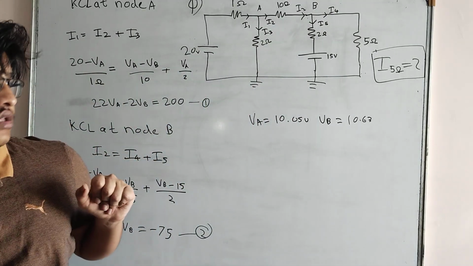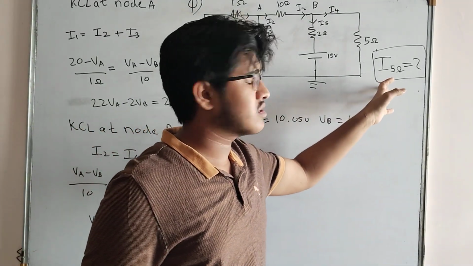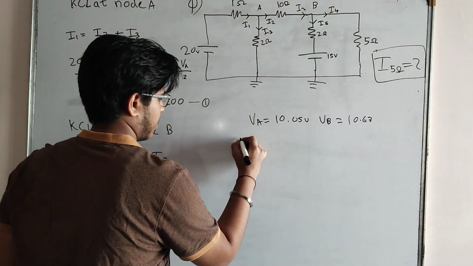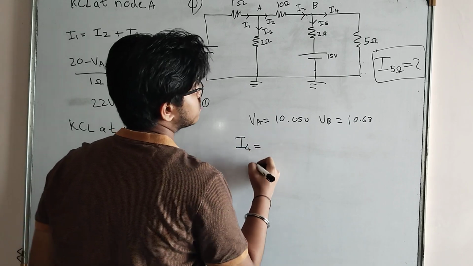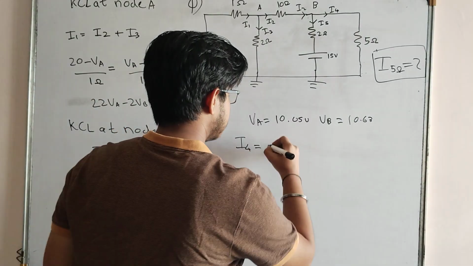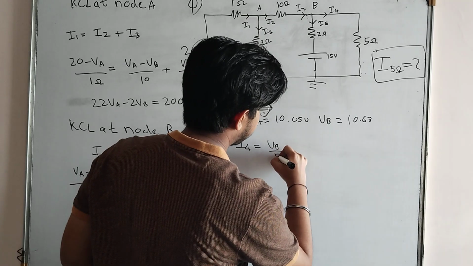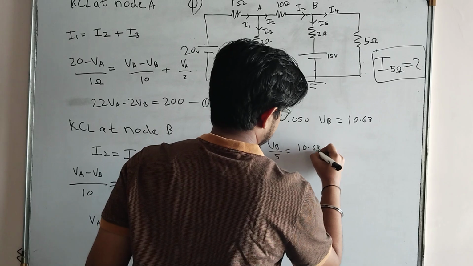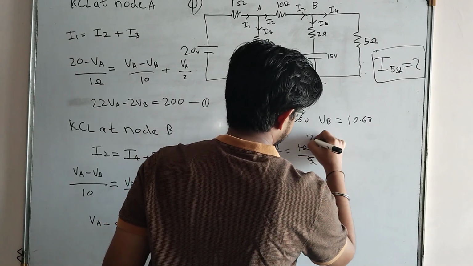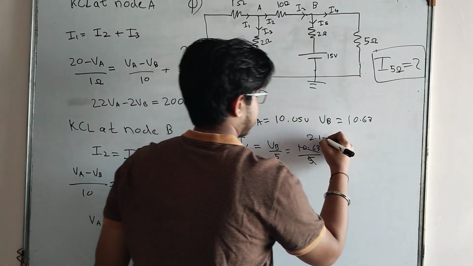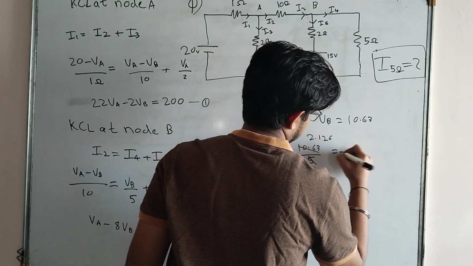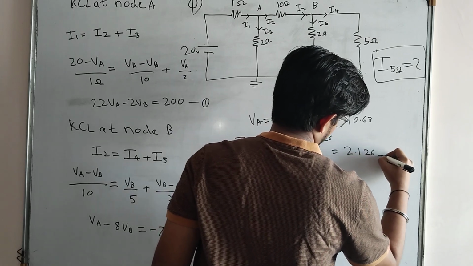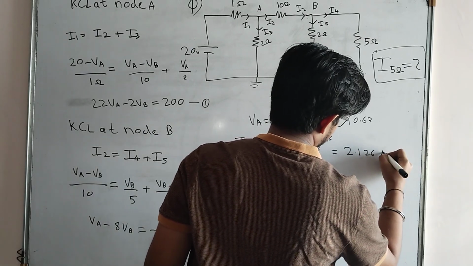Now what's our question? The question is to find the current through the 5 ohm resistance. So we need to find I4 for that. I4 is equal to the voltage drop across it, which is VB upon 5. Correct? So on calculating, 10.63 divided by 5: 5 2s are 10, 5 1s are 5, 5 2s are 10, and 5 6s are 30. So the answer turns out to be 2.126 ohm. Sorry, it's amperes.